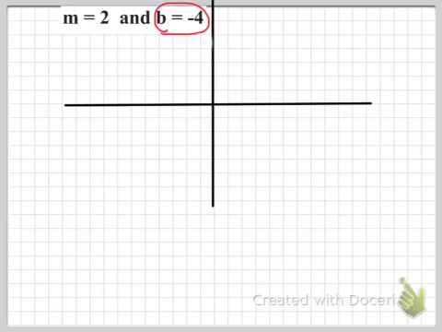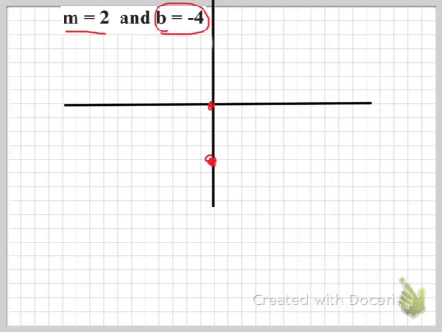And so I'm going to start here on my origin, and I'm going to count down to -4. So that's 1, 2, 3, and 4. That's my y-intercept. So that kind of gives me a point of reference to start. And then the next piece of information that helps me make the graph is my m is equal to 2, and that's this line right here.